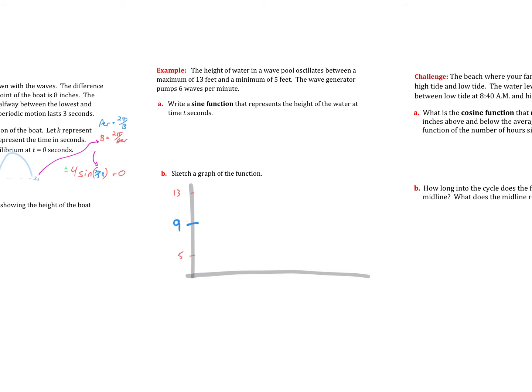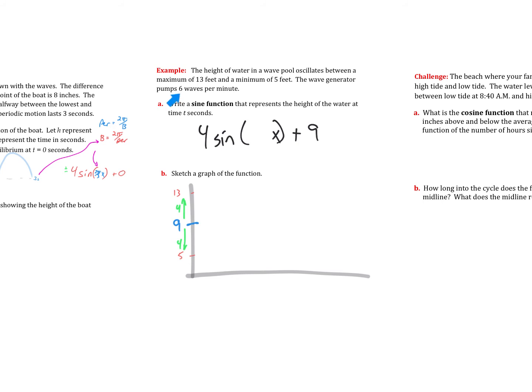All right, so the D value right now is going to be 9, and we also know the amplitude is going to be 4. So if we're writing a sine function, here's what I know thus far: we're going to have 4 sine of something x plus 9.